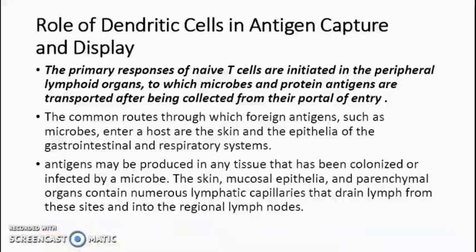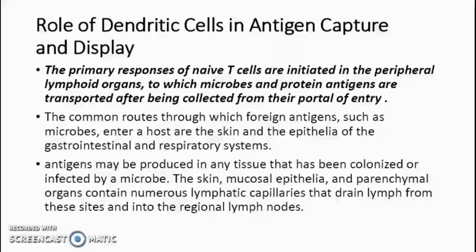Role of dendritic cells in antigen capture and display. The primary responses of naive T cells are initiated in the peripheral lymphoid organs, to which microbes and protein antigens are transported after being collected from their portal of entry. The common routes through which foreign antigens, such as microbes, enter a host are the skin and the epithelia of the gastrointestinal and respiratory systems.